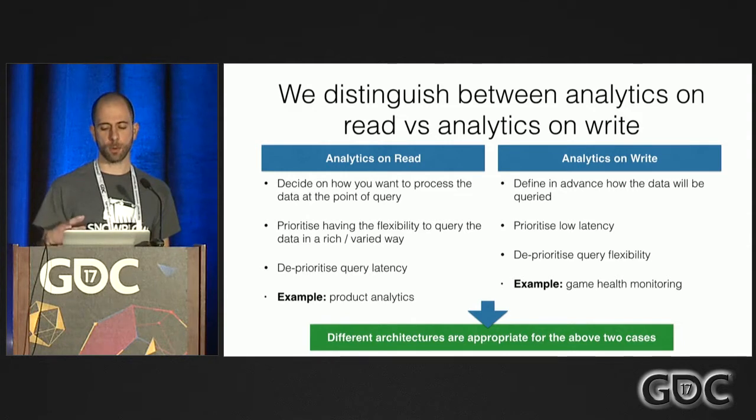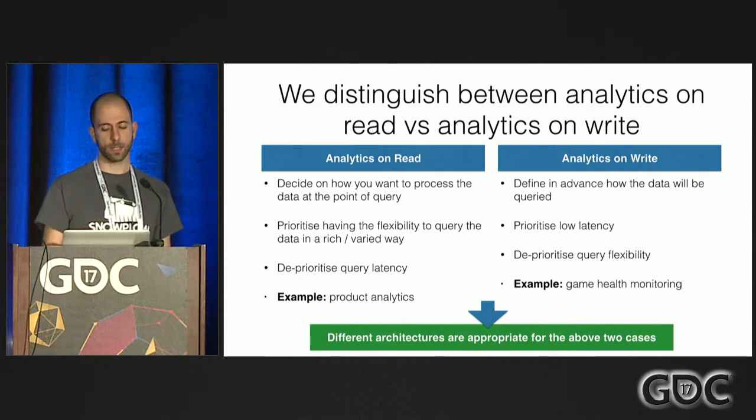And it's worth contrasting that with analytics on write use cases where we really want to prioritize low latency. So we want very, very fast results. We want to know exactly what's happening in seconds from the moment it happened. But we know, hopefully, in advance what it is we need to know. And so in these situations, we decide in advance how the data will be queried, and we don't have the flexibility then to change it necessarily after the fact. And probably the most obvious example of an analytics on write application is game health monitoring.